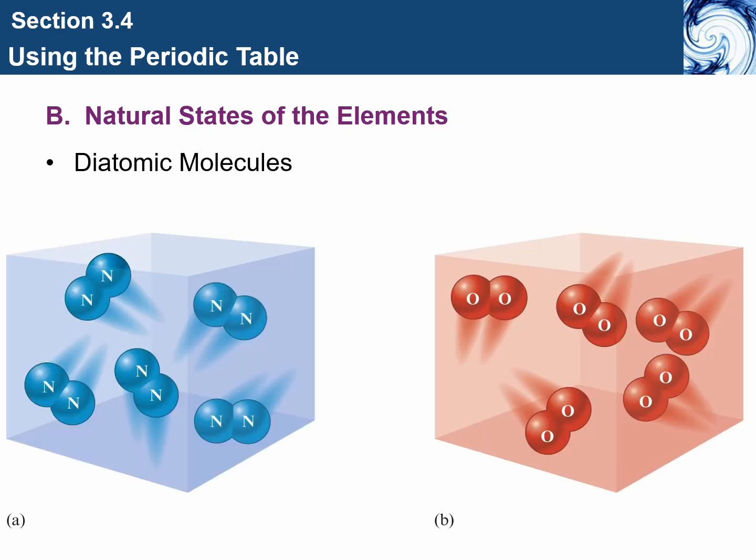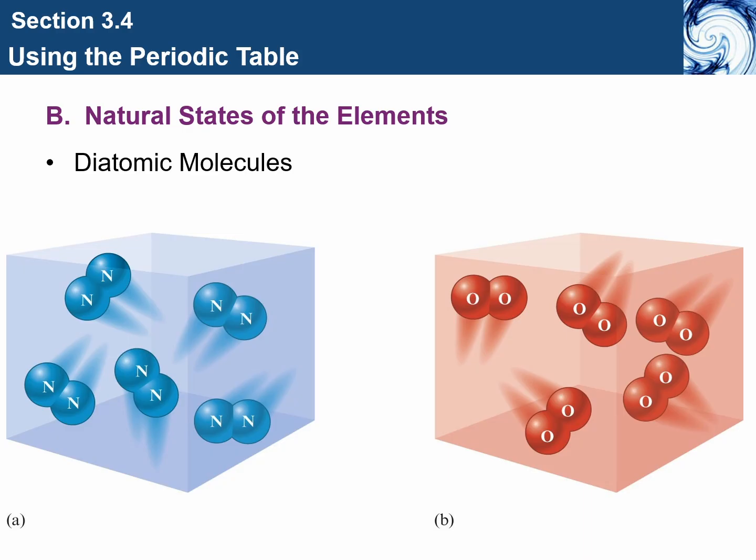Did you know some elements exist naturally as diatomic molecules? The prefix di, as we'll learn, means two, so each molecule contains two atoms of the same element bonded together. The particle model that we have up here shows N2 nitrogen and O2 oxygen. Each blue pair represents two nitrogen atoms joined together, and each red pair represents two oxygen atoms joined together.